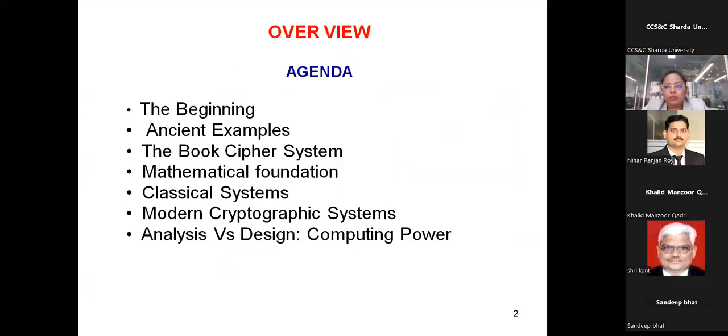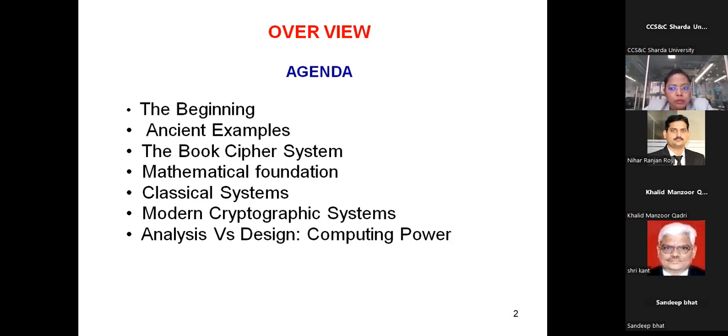So, for today's discussion, this is the agenda. How does cryptography begin? It is not possible to discuss the complete scenario, but I will put some examples here. Initially it was in the form of a book cipher system, and I will throw some light there. Then the mathematical foundation, which Dr. Alpana Mishra has already covered at the beginning. Without mathematics, cryptography cannot grow; you cannot give it the right shape to make you fully secure. That is the point. And then some classical systems, I will throw light on that.